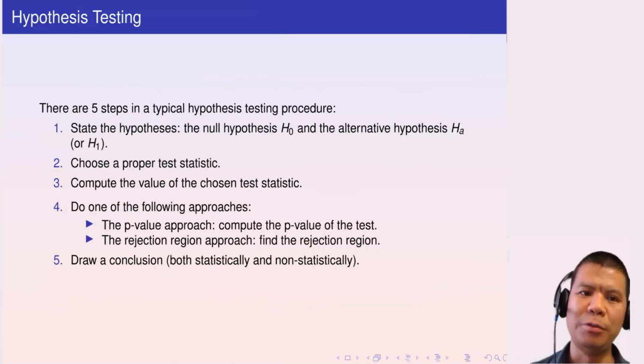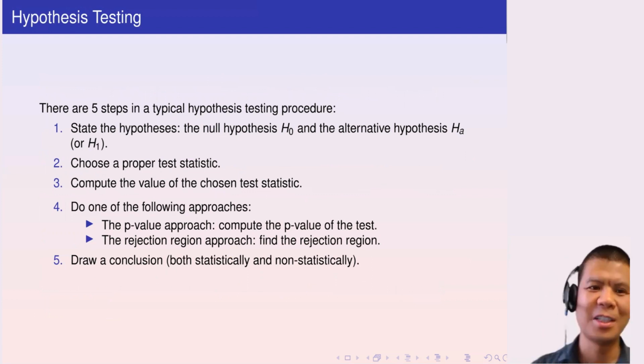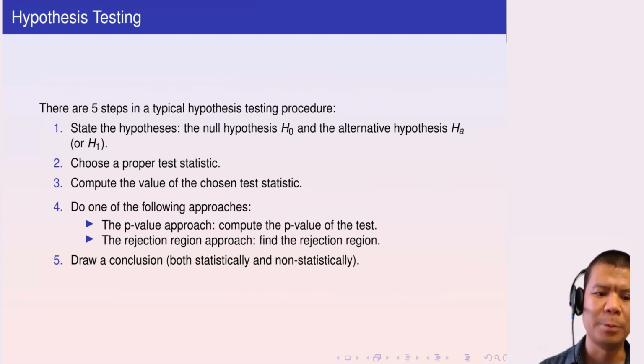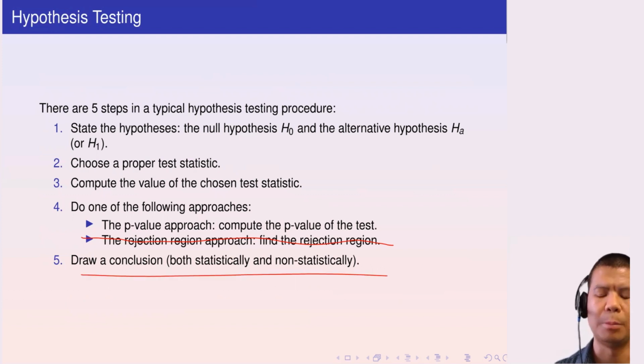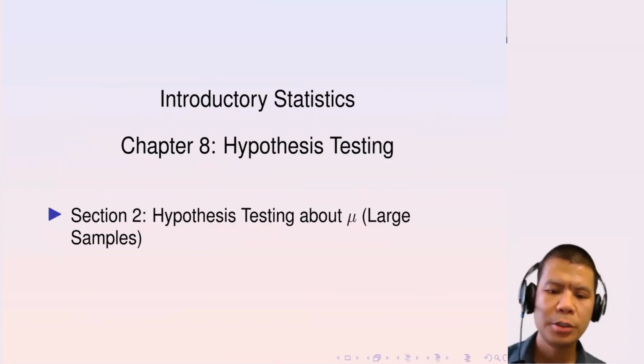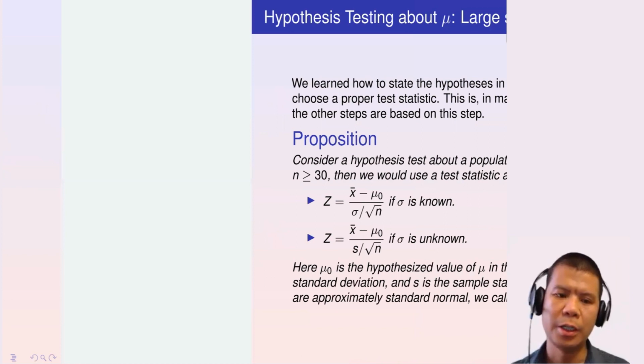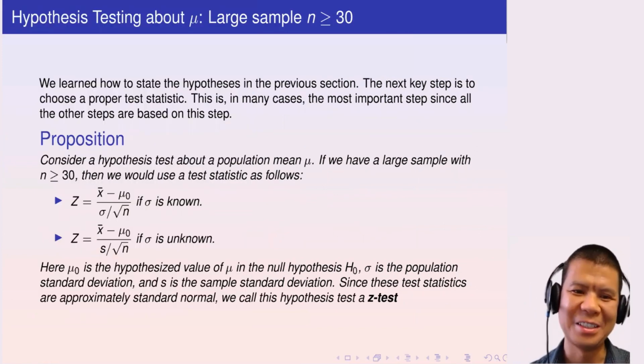Now let's review the basics of hypothesis testing. There are 5 steps. Step 1, state the hypothesis. Step 2, choose a proper test statistic. Step 3 is compute the value of the chosen test statistic. Step 4, we are going to focus on the p-value approach, compute the p-value of the test. And step 5 is draw a conclusion, both statistically and non-statistically. Okay, so now let's do some examples about this, in section 2.